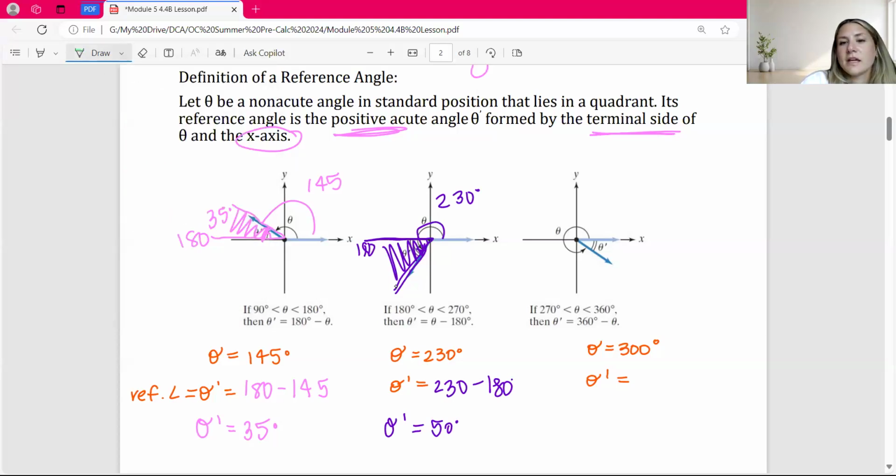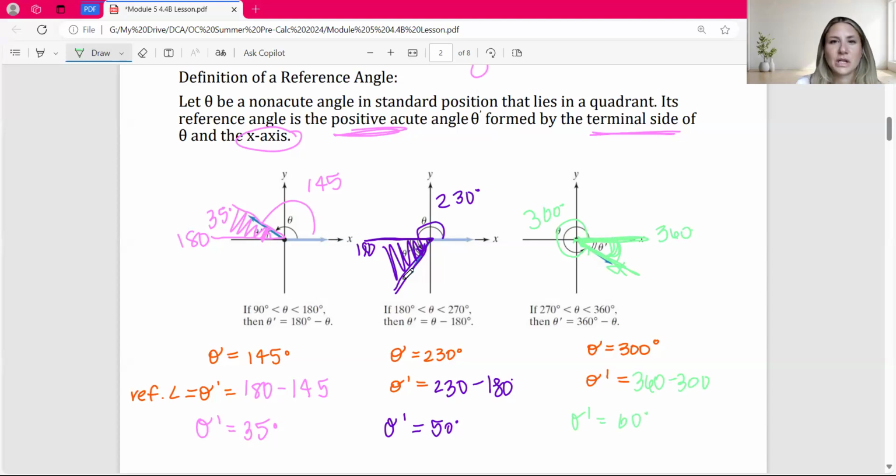Now we have theta is 300 degrees. That pushes it into the fourth quadrant. My reference angle, use the definition. It's formed by the terminal side and the x-axis. This is my reference angle, my theta prime. I know all of this is 300 degrees. This x-axis, I'm not going to use 180, right? Because that's not 180, that's 360. So I'm going to do 360 minus 300 to find this reference angle, which is 60 degrees.